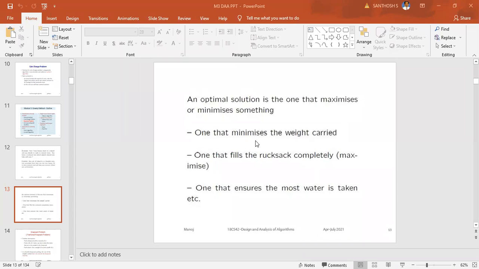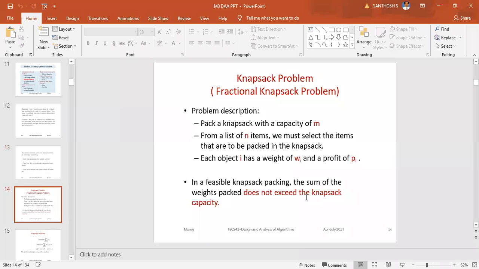It is one that minimizes the weight carried, one that fills the rucksack completely, or one that ensures that the most wanted item is taken. So minimize or maximize: minimize means minimize the weight, maximize means fill the rucksack completely. The other one is to ensure that the most wanted is taken. This knapsack problem is also called the fractional knapsack problem.